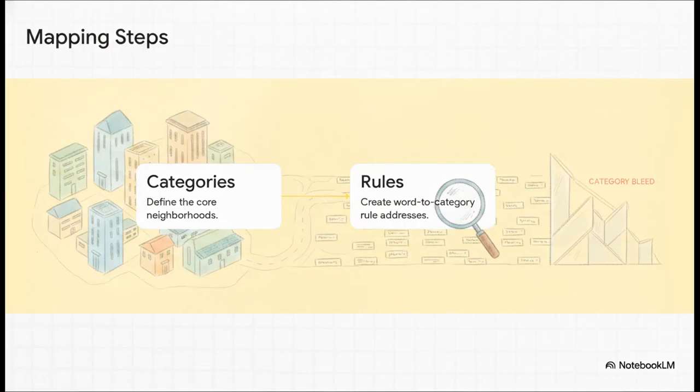So, how do we actually build this official zoning map? Well, it really boils down to a super straightforward step-by-step guide to setting up a custom mapping table. Step 1, you define your core categories. Think of these as the neighborhoods in our city. And step 2, you create specific word-to-category rules. Those are the specific street addresses. Today, we're really going to focus heavily on this setup because this custom mapping table is exactly how you stop category bleed dead in its tracks.